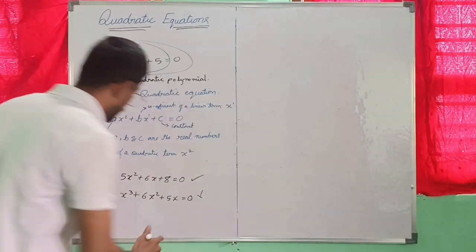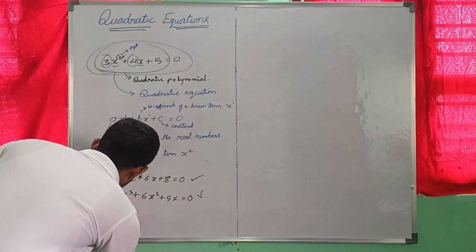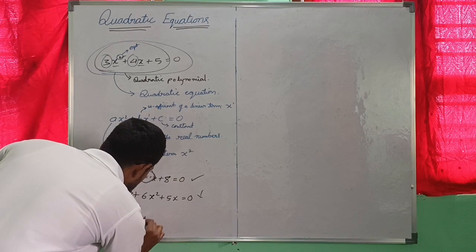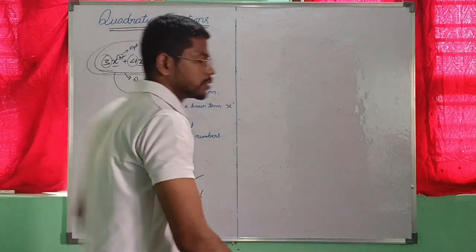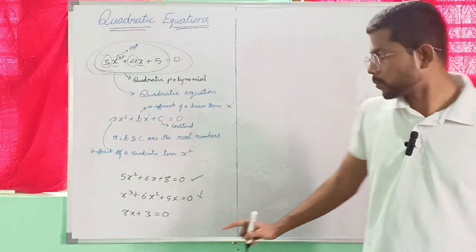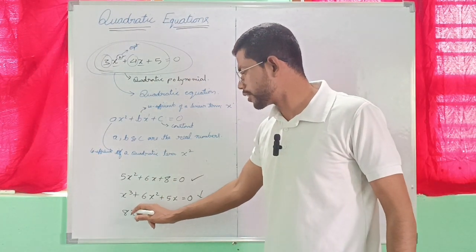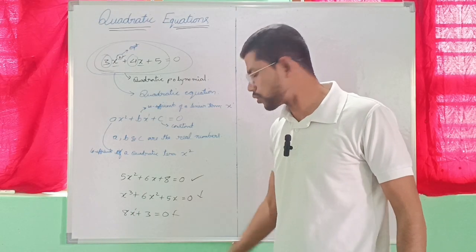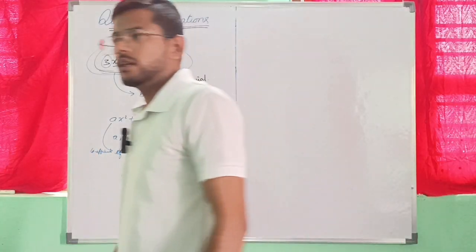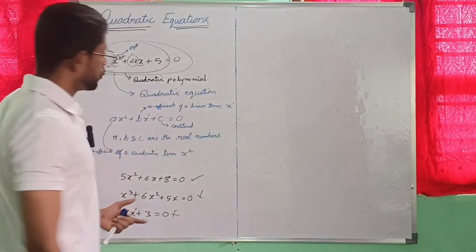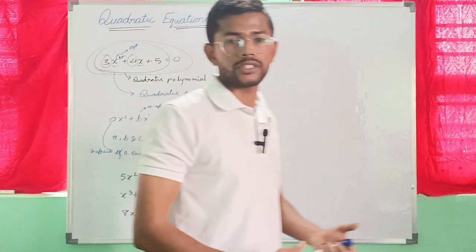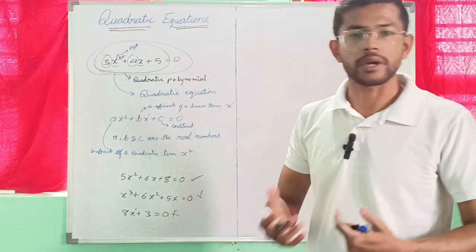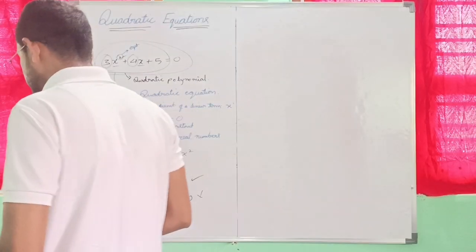Let us take another example. 8x plus 3 equals 0. Is this a quadratic equation? No. Here the highest degree of the variable in the equation is 1, so it is also not a quadratic equation. I hope you understand what a quadratic equation is. Okay, let us move forward.